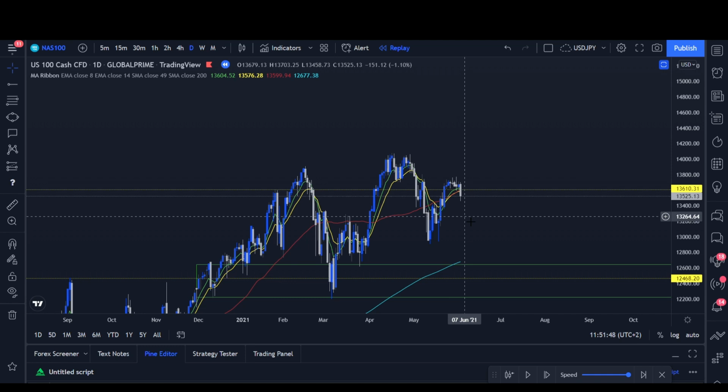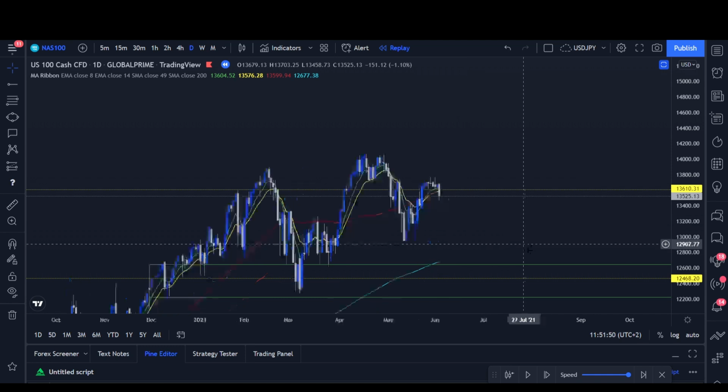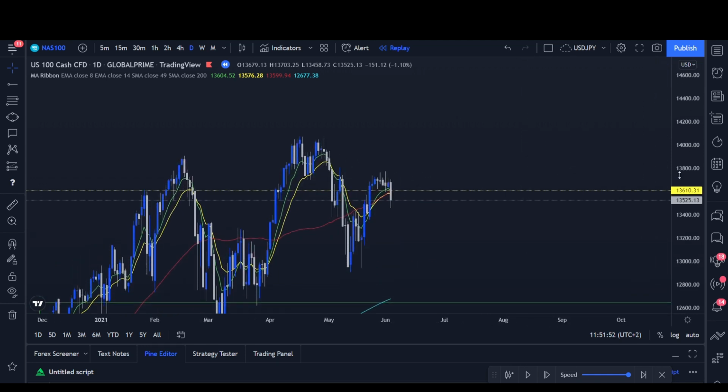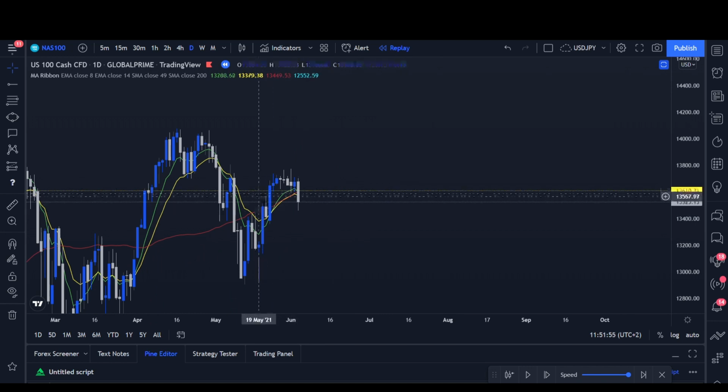Now, what do I need to take into consideration? What did I cover with you guys? I need to take into consideration that there was an imbalance here that got filled. So that imbalance is now filled. There is one here below that I need to be careful for, and that I'll just keep in mind, right?